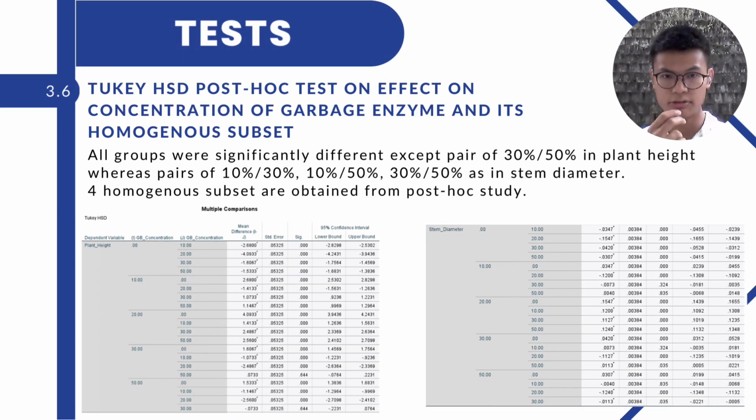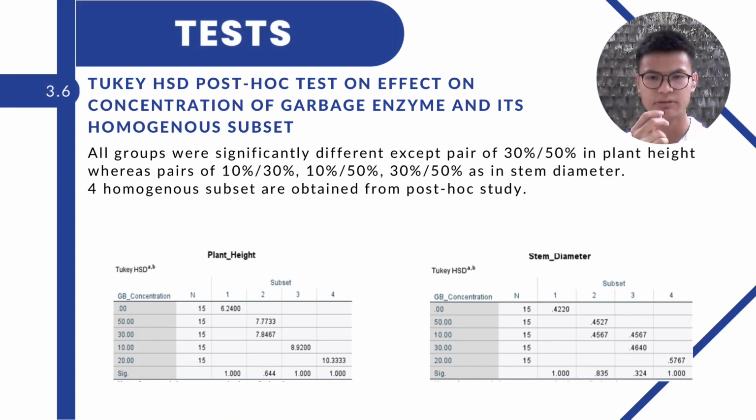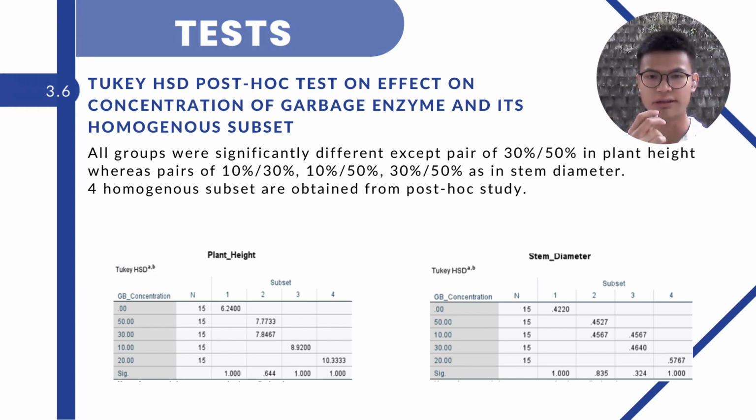Then 3.6 will be the Tukey post-hoc test on the effect of concentration of garbage enzyme on the plant height and stem diameter. So all groups were significantly different from each other except the pair of 30-50 in plant height, whereas the other 10-30, 10-50, and 30-50 in stem diameter are not significantly different. So four homogeneous subsets are obtained from the post-hoc study of the concentration of garbage enzyme. The table below shows the homogeneous subsets of plant height and stem diameter of the effect of concentration of garbage enzyme.